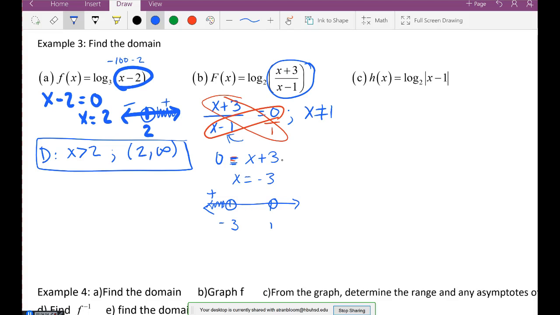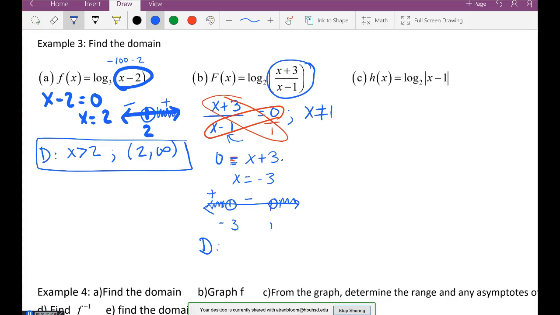How about when I pick a value right in the middle? What value should we choose? Zero. Plug zero in. Tell me positive or negative. Negative. Should I be shading that in? How about when I pick positive 100? It's positive. Perfect. Okay. Let's state our domain in interval notation.